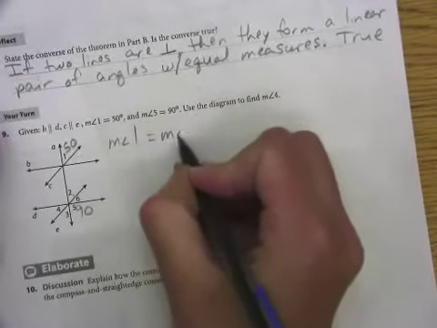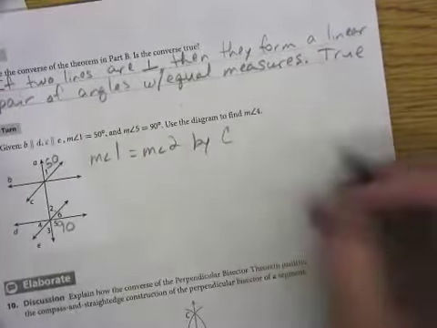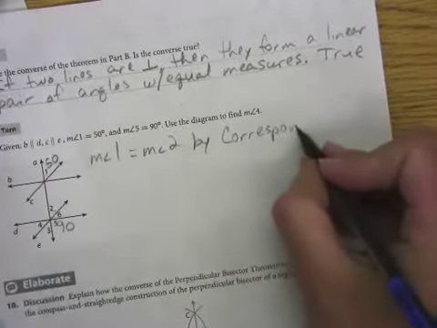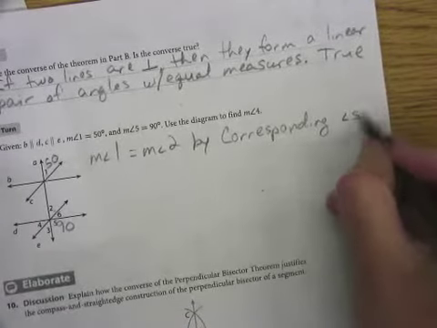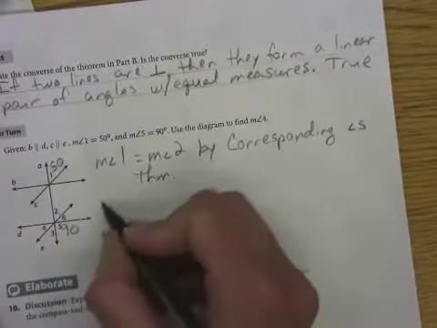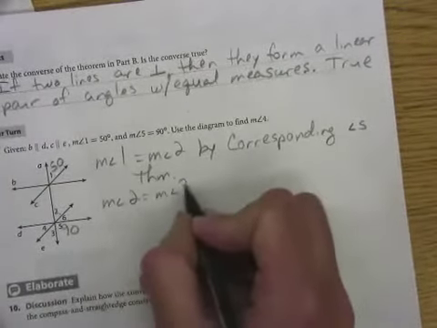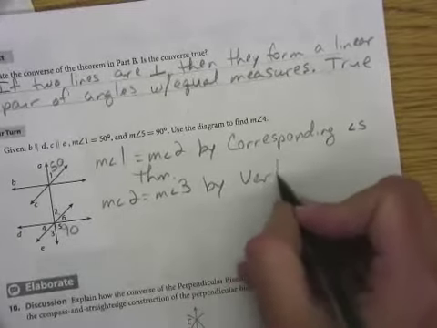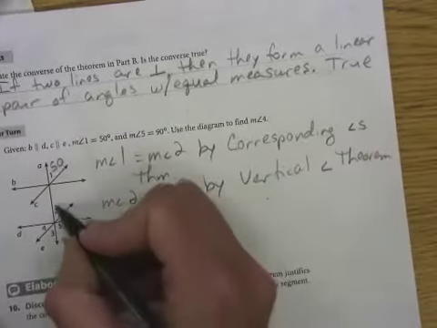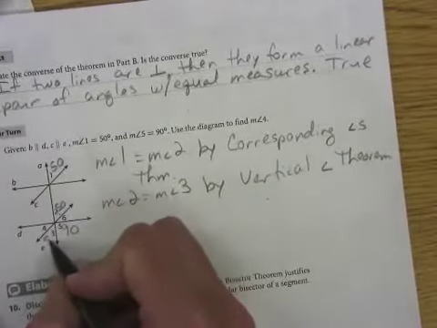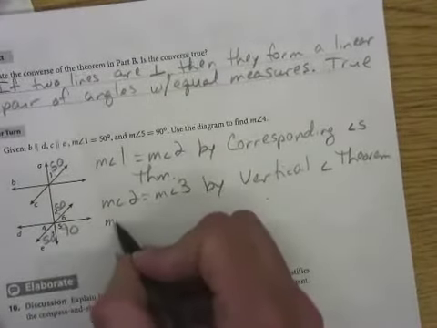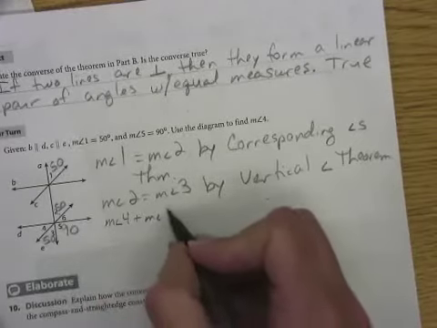Well, angle 1 and angle 2 are corresponding angles. So I know that they're equal to each other. I know that angle 2 is equal to angle 3 by the vertical angle theorem. Right, so I know this is 50. I know, therefore, this is 50.